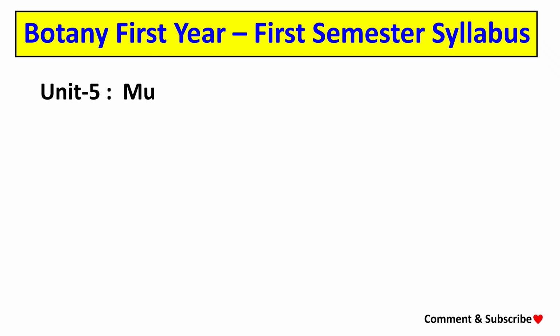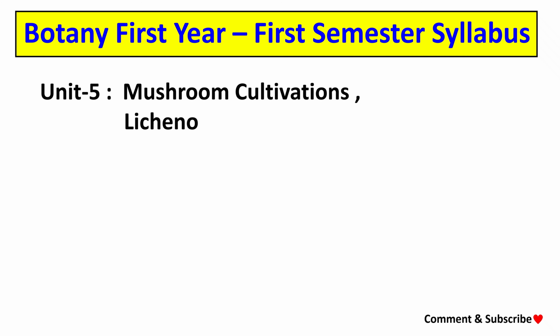Unit 5, Mushroom Cultivation, Lichenology and Mycorrhiza. In Unit 5, we take it a step further. First, you'll learn how mushrooms are cultivated and their economic importance. Then comes Lichenology, the study of lichens, which are unique organisms formed by algae and fungi living together. And finally, Mycorrhiza, a special relationship between fungi and plant roots that helps plants absorb nutrients from the soil.